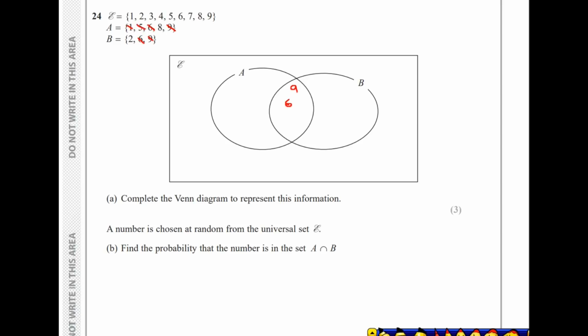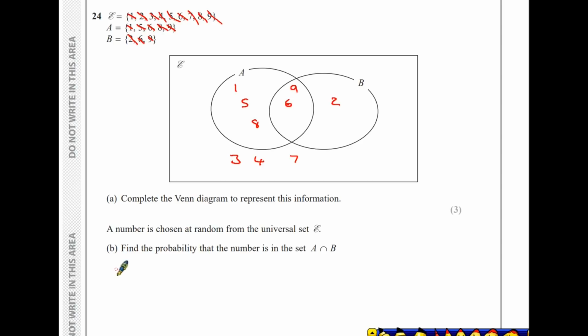So number 1, 5 and 8 belong inside A, so that's 1 and 5 and 8. The number 2 belongs inside the set B. What we now need to do is include all the numbers that are not in either of the two circles. So 1 we already have in, 2 we have in, 3 we do not, 4 we do not, we have already used 5 and 6, 7 is not in either of the two circles, 8 is, and 9 is. So we have now completed the Venn diagram.